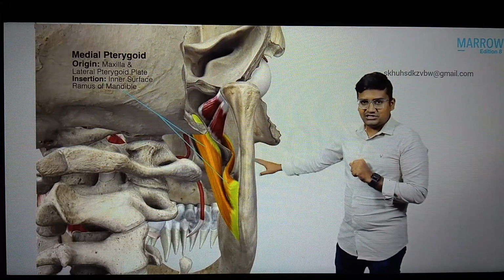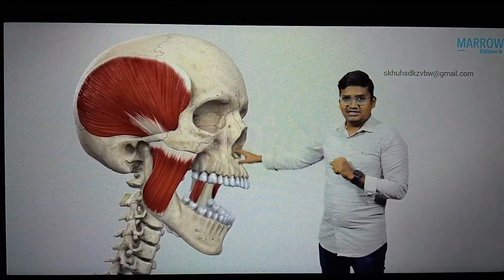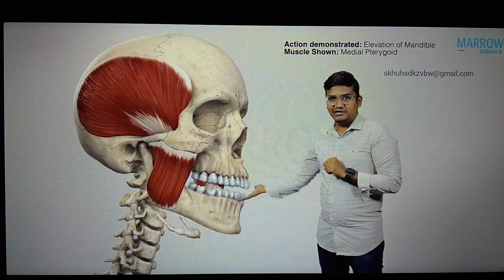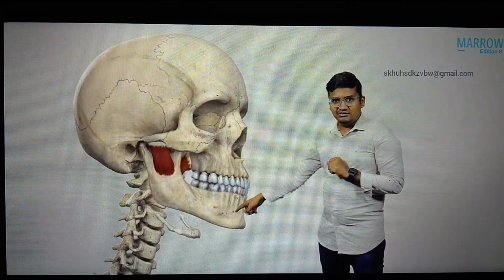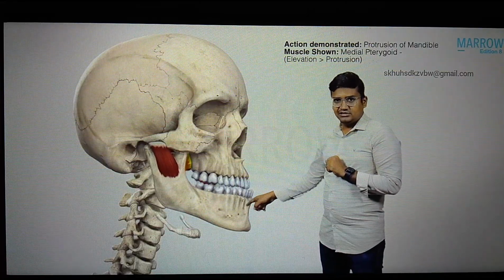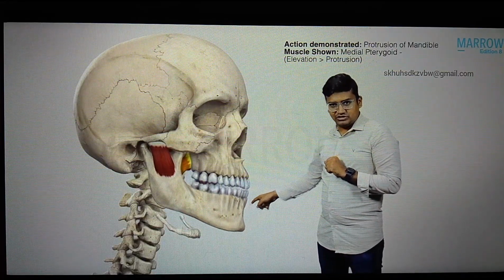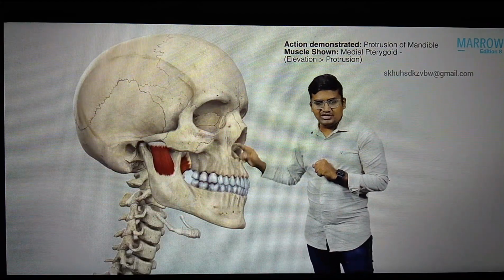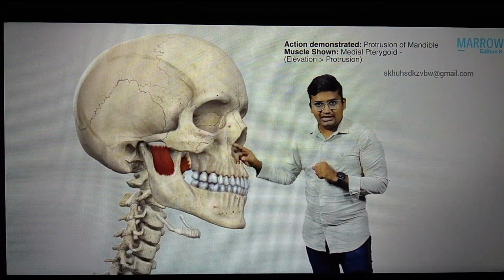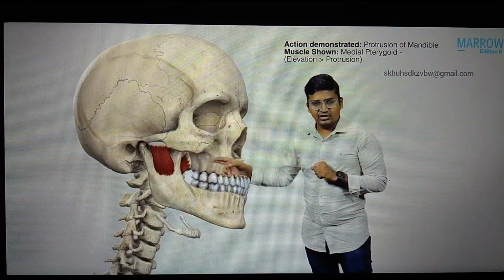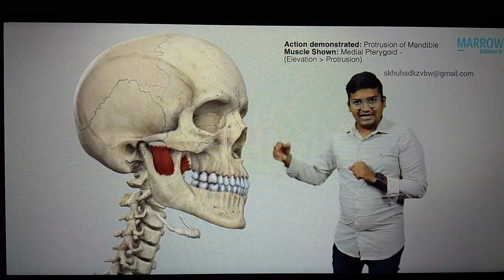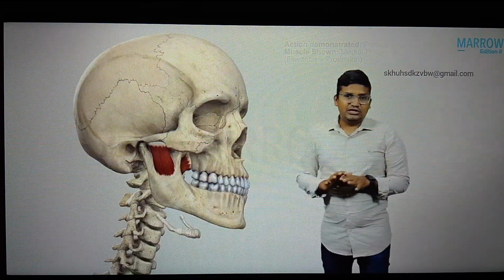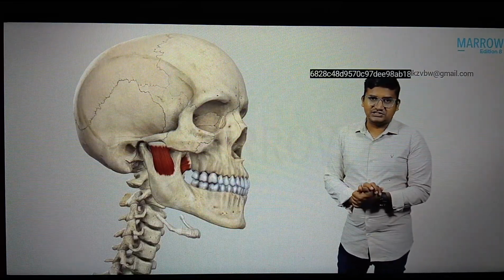Right. Now what is the action of our medial pterygoid muscle? Now see the action here. The mandible is elevated, elevation of the mandible. And also see here, mandible is moving in the front side. The medial pterygoid muscle will do protrusion of the mandible and also the elevation of mandible. Out of these two actions, what is the best action of medial pterygoid? Very good, elevation greater than protrusion. For lateral pterygoid, depression greater than protrusion. Medial pterygoid, elevation greater than protrusion. Now these are the four muscles of mastication and their actions.